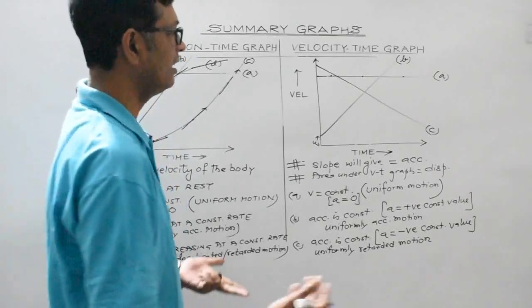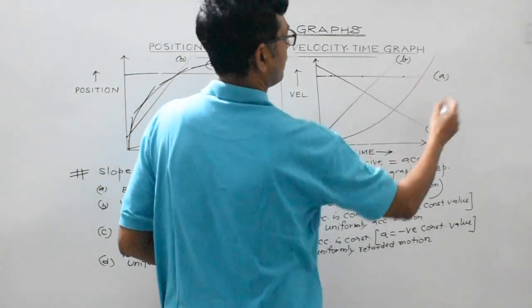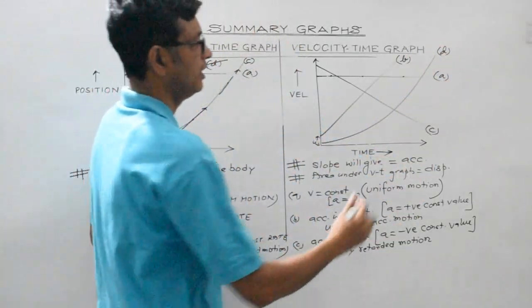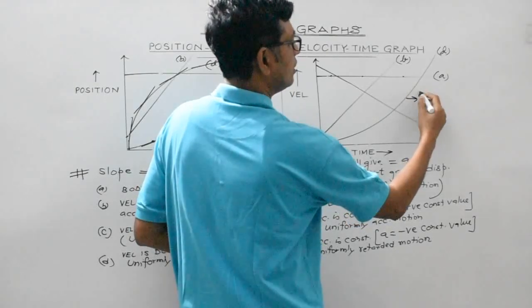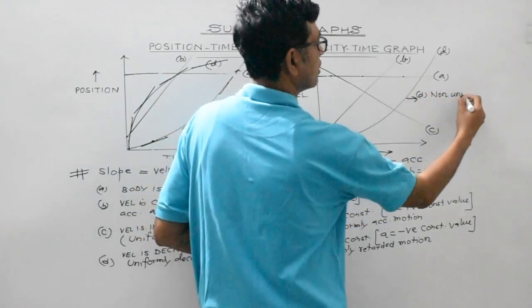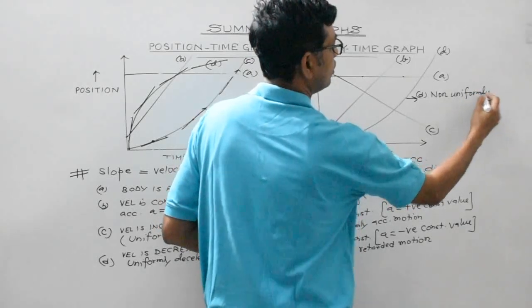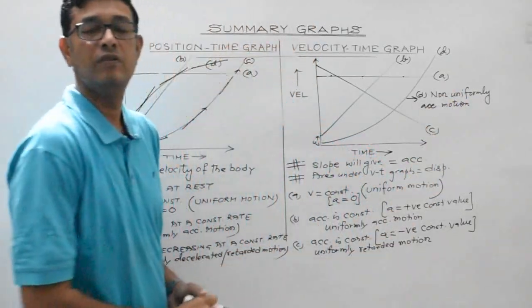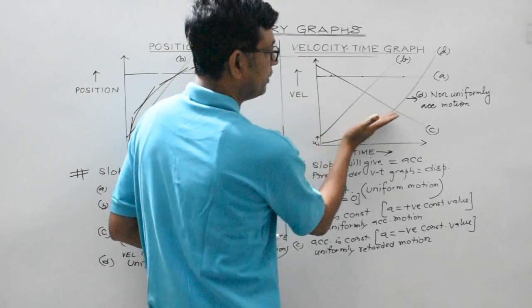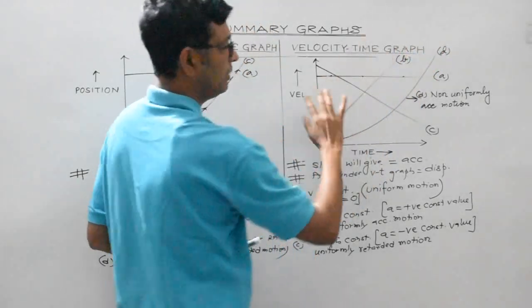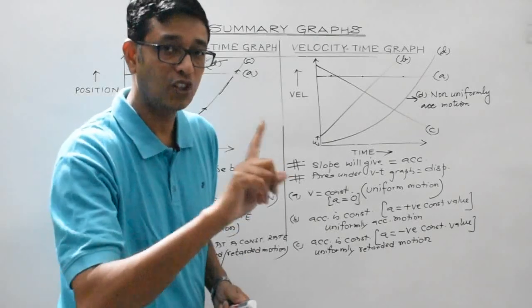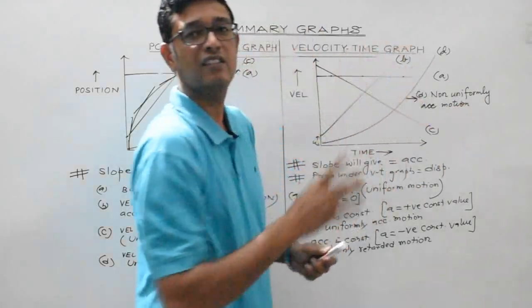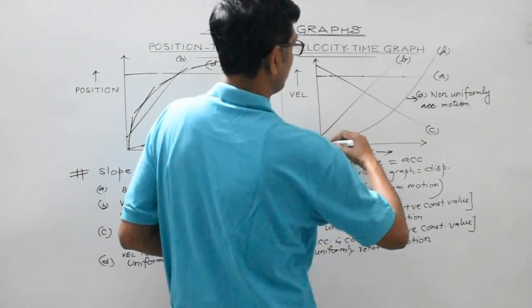Right, students? And in case it's given like this or like this, curved, in case it is given by a curve, then it must be the case of non-uniformly accelerated motion. Right? In this case, the slope is increasing. The slope is increasing means acceleration is increasing. Acceleration is not constant. And if acceleration is not constant, it suggests that it is the case of non-uniformly accelerated motion. It can be like this as well, like this.